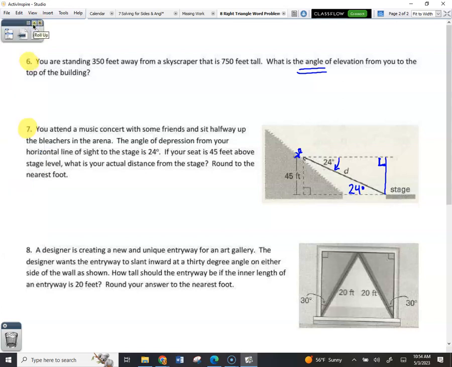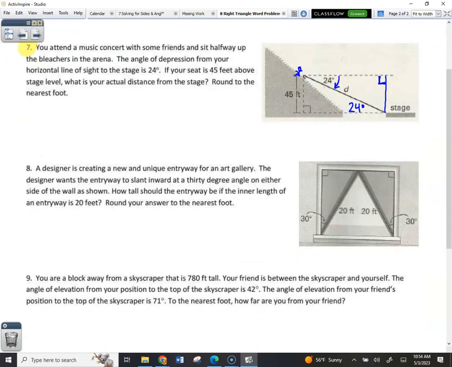All right, go to number 8. Number 8 is a designer window. The designer is creating a new and unique entryway for an art gallery. We've got all the information labeled in our picture. It says how tall should the entryway be if the inner length is 20 feet.